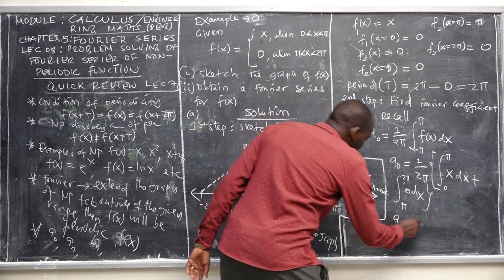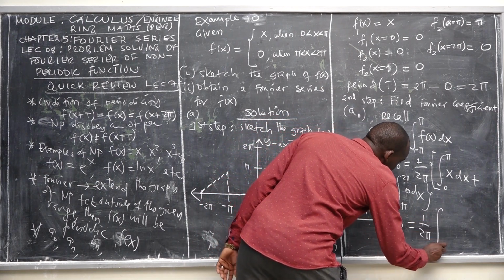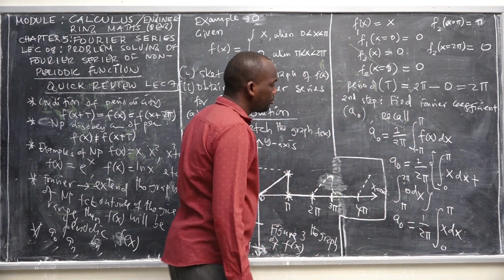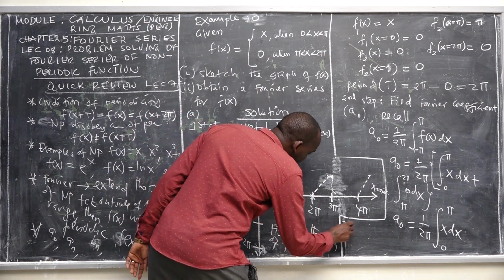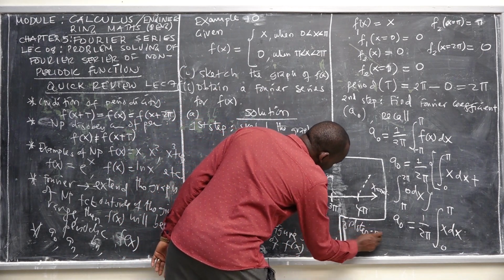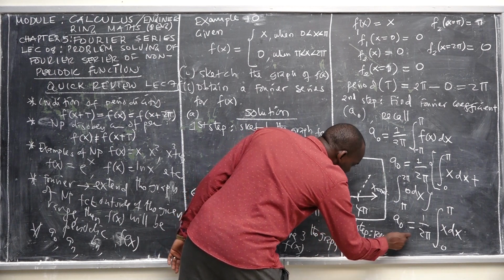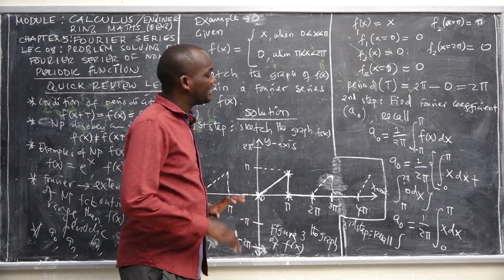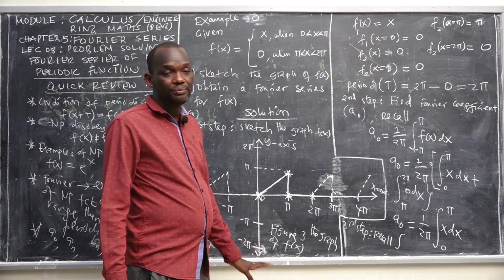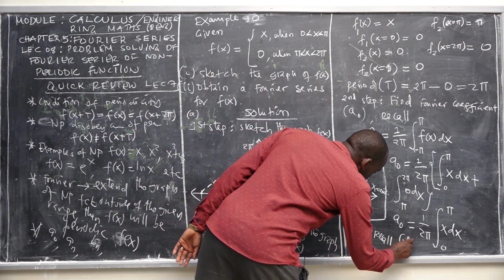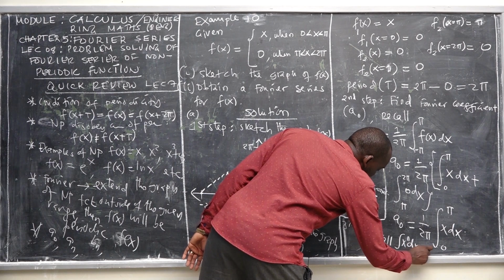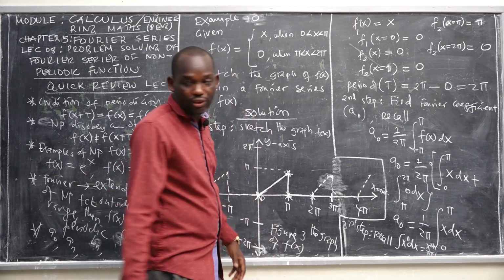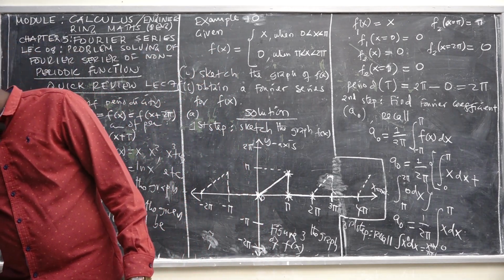A0 is equal to 1 over 2 pi, integral from 0 to pi of x dx. Are we together? So if that's the case, third step, we have to recall how we integrate. The concept of Fourier series has done its part. It's all about integration. So we recall that the integral of x to the power n dx is equal to x to the power n plus 1 over n plus 1.